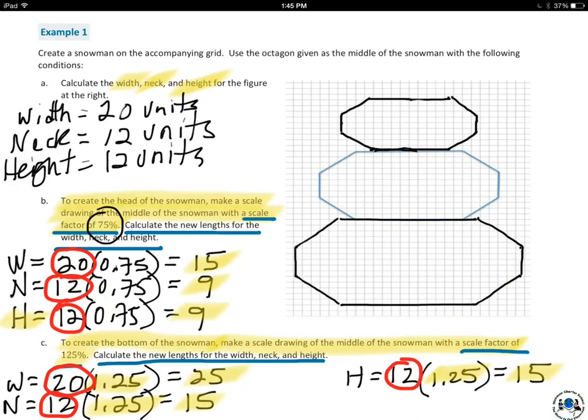Honestly, all this calculating part to get 25, 15, and 15 is the easy part, because we've had so much practice applying percentages to original numbers. In this case, they're not only percentages now, we're calling them scale factors.